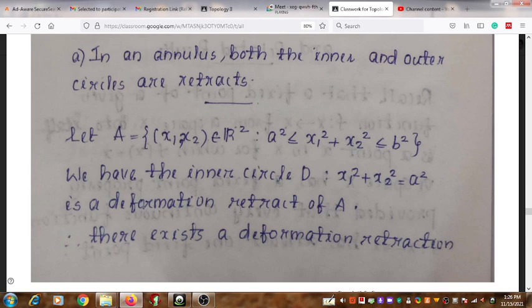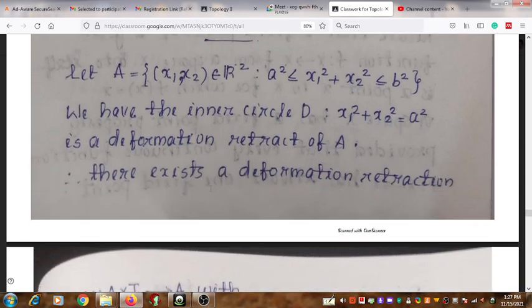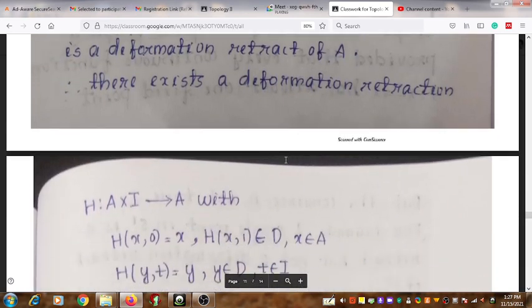Since it's a deformation retract, we have shown that a function, or a homotopy, exists which maps the entire space A to the inner circle D. That homotopy can give us the required function as mentioned in the definition. So there exists a deformation retraction. How can we give that deformation retraction?